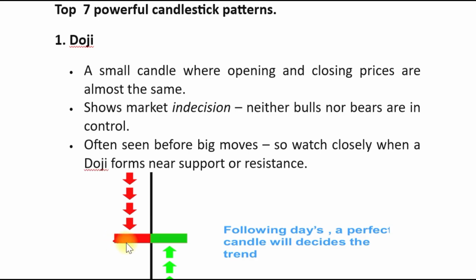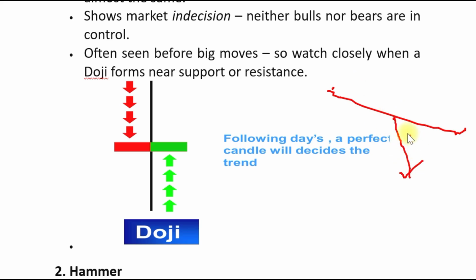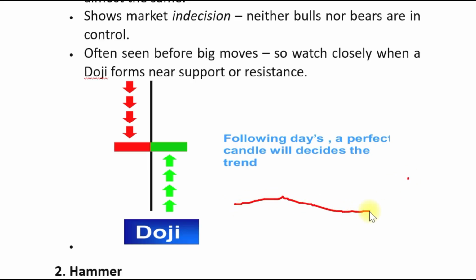A doji has the same opening price and closing price, with long upper wicks and lower wicks. Doji forms near support and resistance. If a doji is formed at the resistance, then the price may come down as sellers come into the picture and bring the price down. If a doji is formed at a support level, then the price may go up.